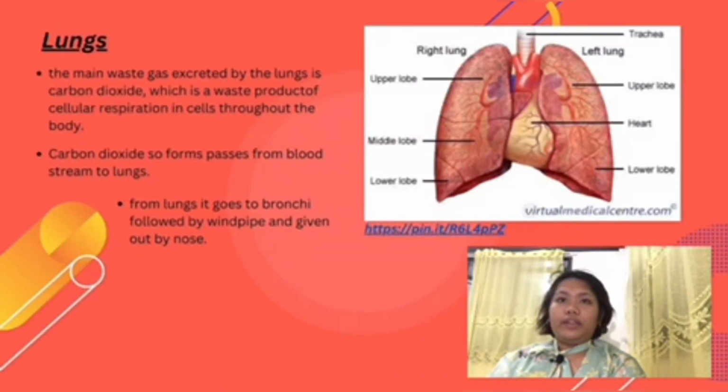Next we have the lungs. The main waste gas excreted by the lungs is carbon dioxide, which is a waste product of cellular respiration in cells throughout the body. Carbon dioxide so formed passes from the bloodstream to the lungs, and then from the lungs it goes to the bronchi, followed by the windpipe, and is given out by the nose.